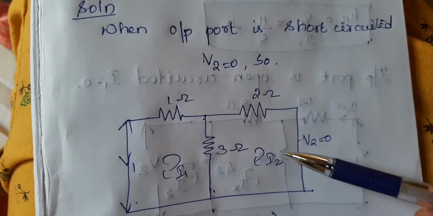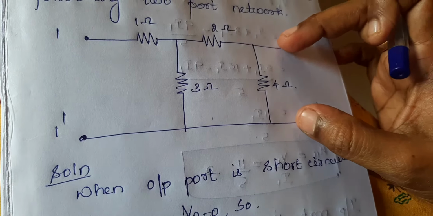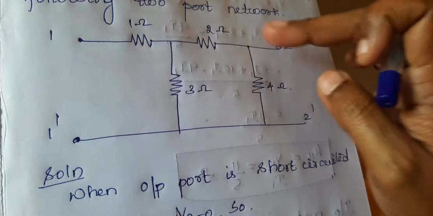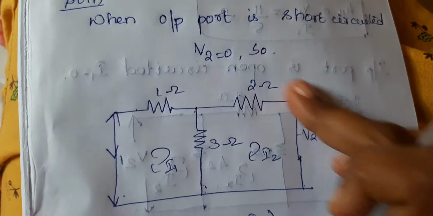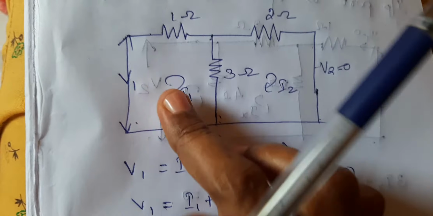First of all we are short circuiting the output port. When it is short circuited, the voltage across any element there is 0, right? So the current moves only through that short circuit path. Now we redraw the circuit, and we get the circuit in this form. So V2 equal to 0. Now apply the loop equation here.